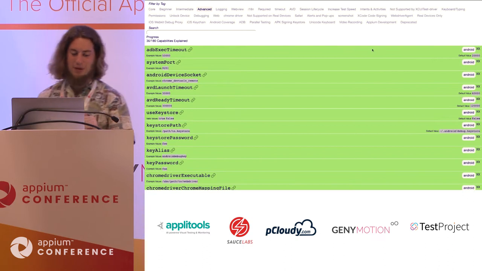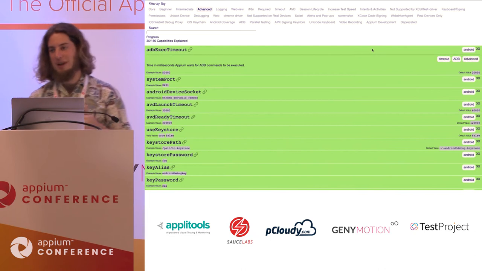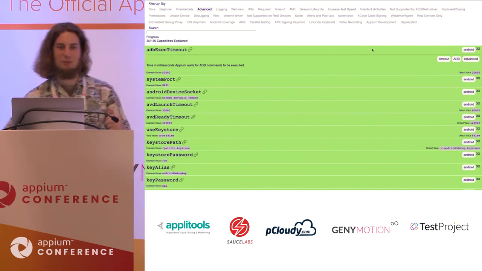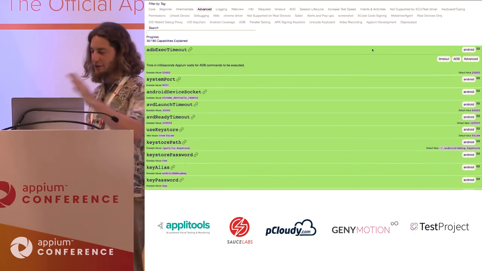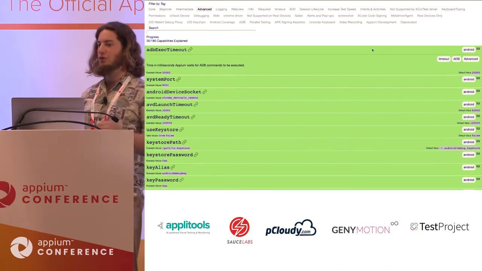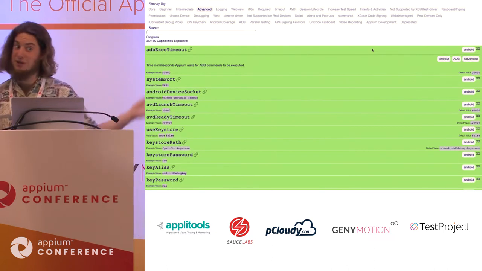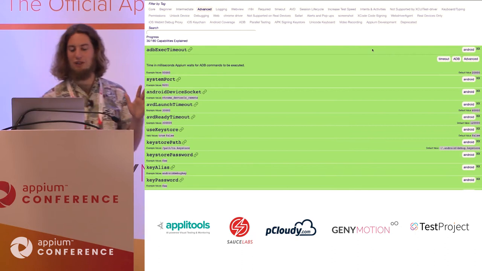ADB exec timeout, that one seems actually pretty useful. Every time Appium does one of the ADB commands, it has a timeout on that, right? Because if that hangs forever, or let's say your device has been disconnected and ADB can't connect, then it'll time out. The default value looks like 20 seconds, but maybe you know your phone is going to take a really long time for one ADB command, let's say pushing a big file. Then you could change your ADB exec timeout and Appium would wait longer.